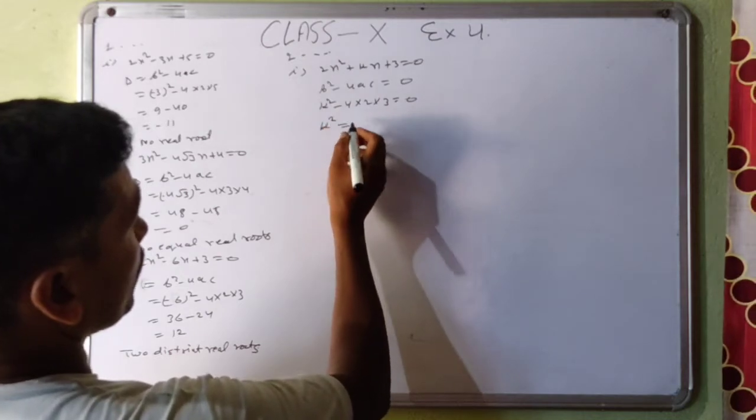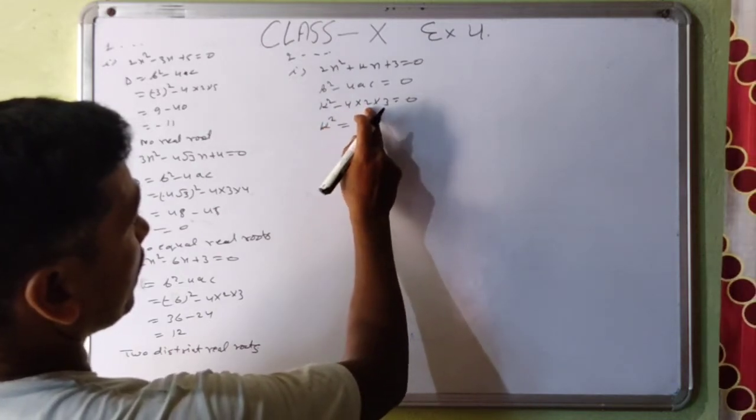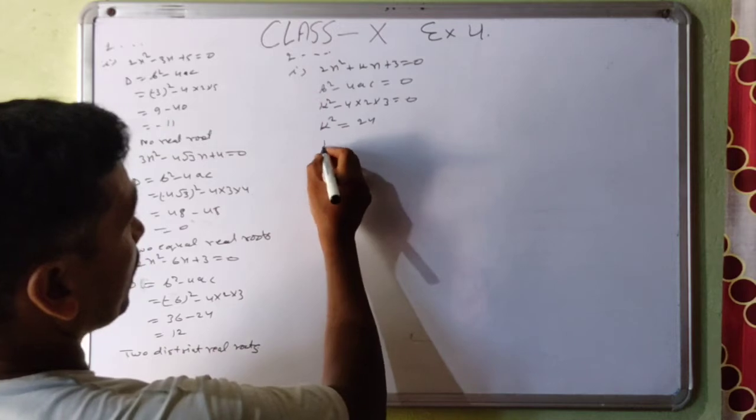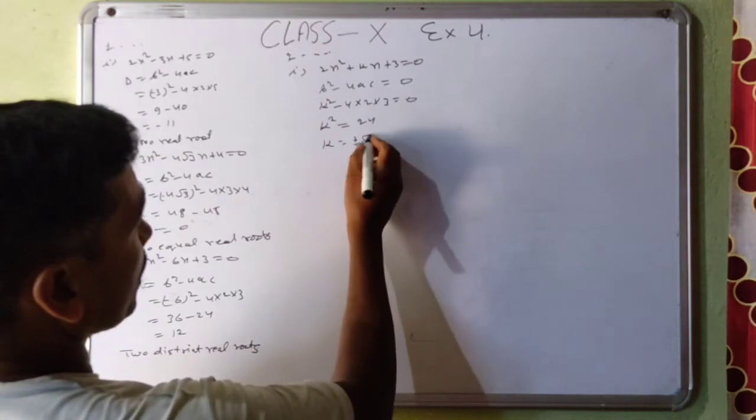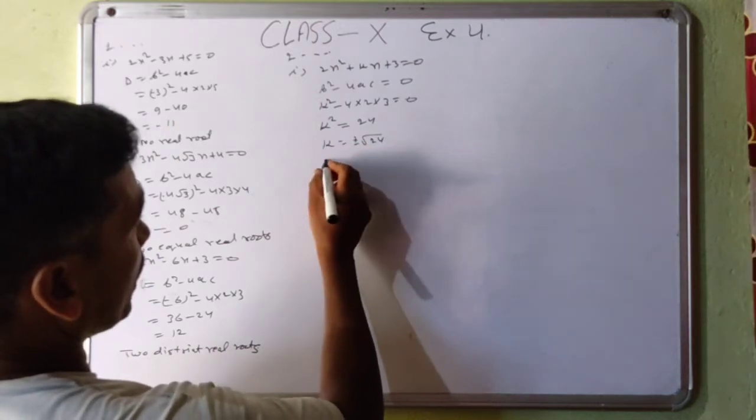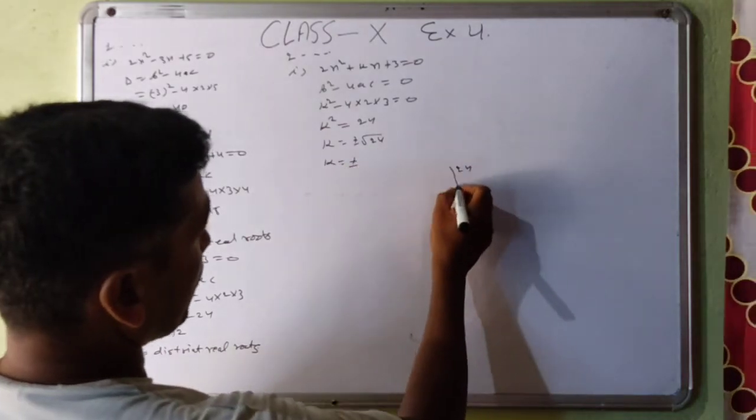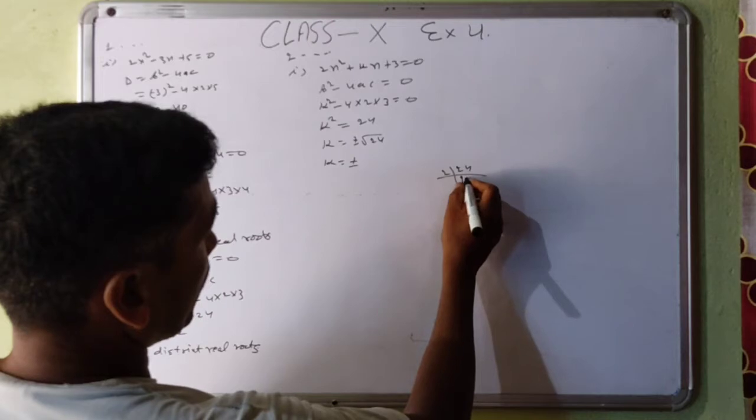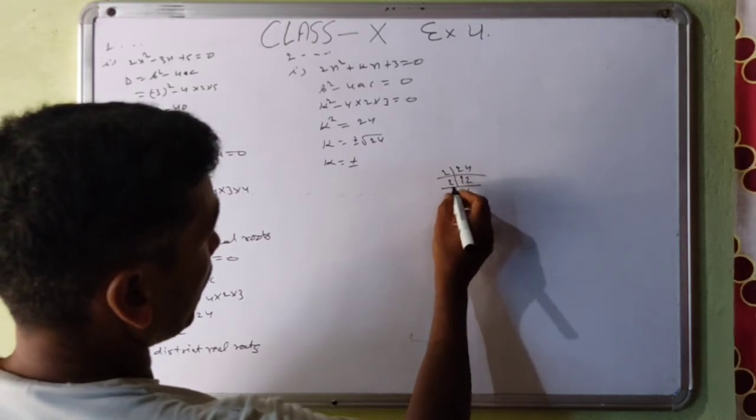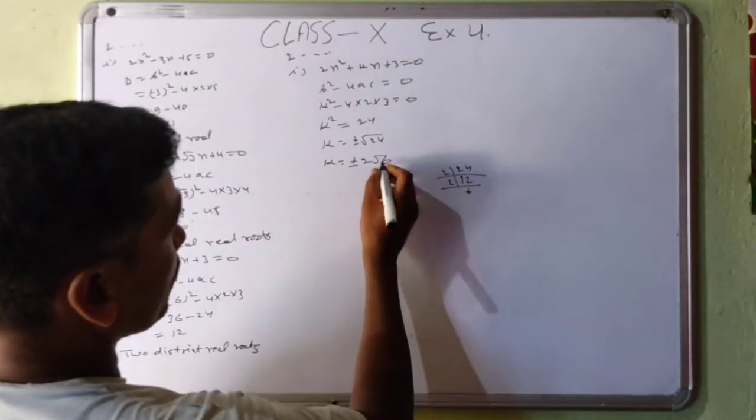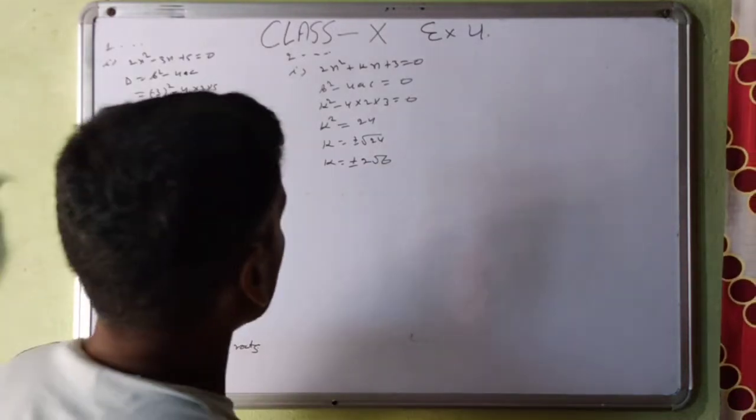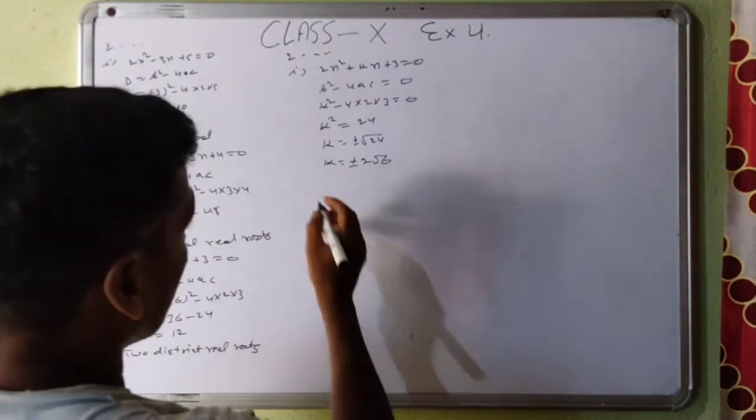So k square is equal to 4 twos are 8, 3 eights are 24. So that k is equal to plus minus under root 24, or you can write it like this also: the 24 factor you can see here, 2 12s are 24, 2 6s are 12, so plus minus 2 under root 6.